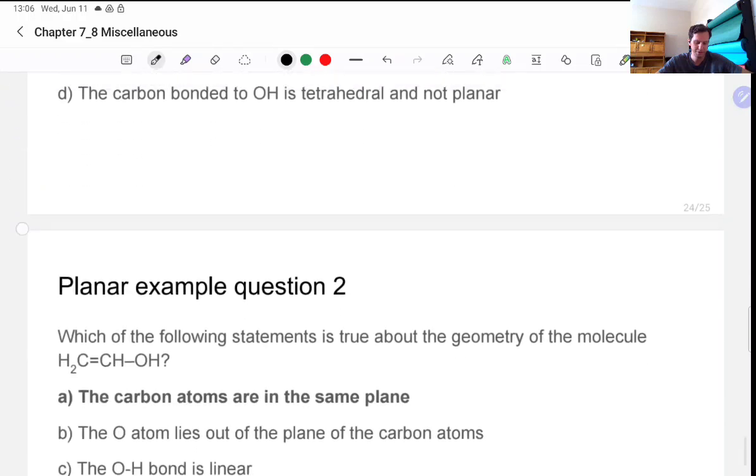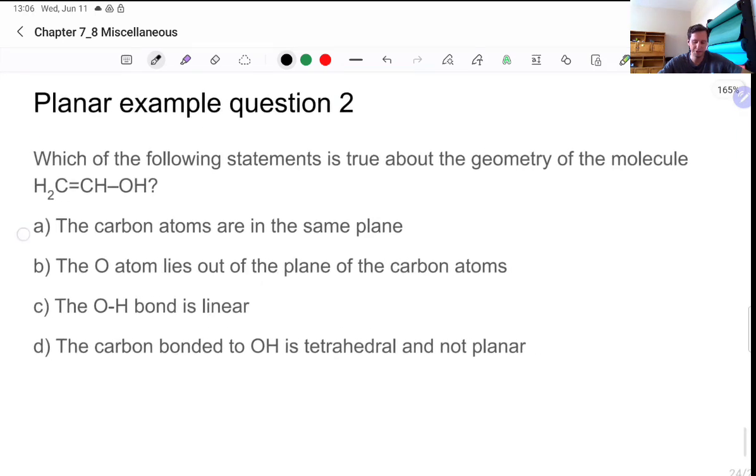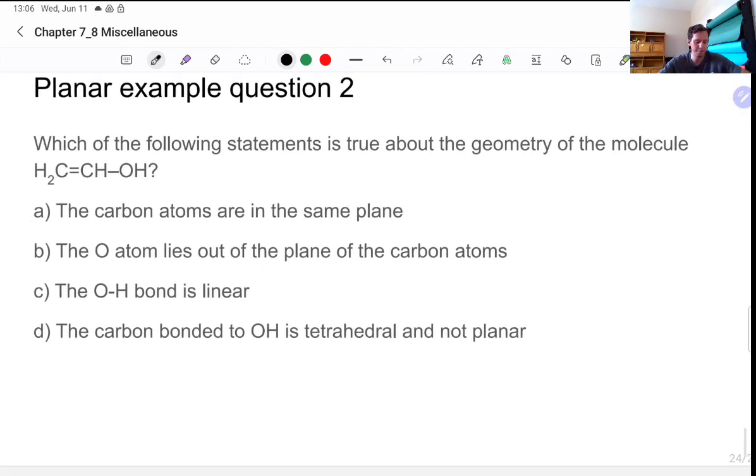Okay, so let's look at, oops, don't want to skip to the answer. That would ruin the suspense. So now, planar example question 2. Which of the following statements is true about the geometry of the molecule H2C double bond C, H, OH. So we can draw this out.